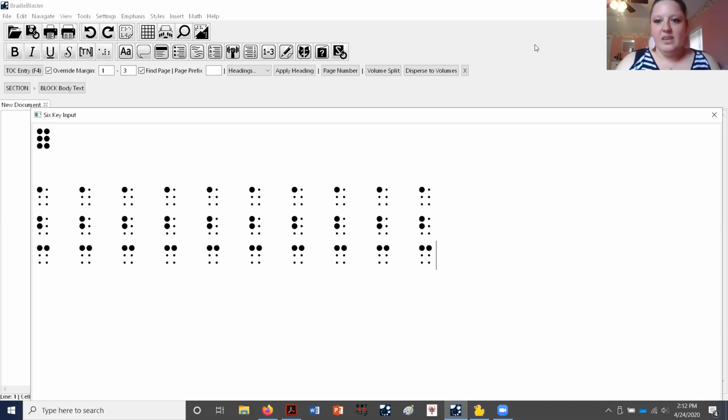Yes, good job. C is the combination of dots 1 and 4 together. And thank you to the person that said I was fast. I'll try to slow it down. Let me know if I'm going too fast for you guys. You're doing great. So we have A, B, and C in Braille so far.